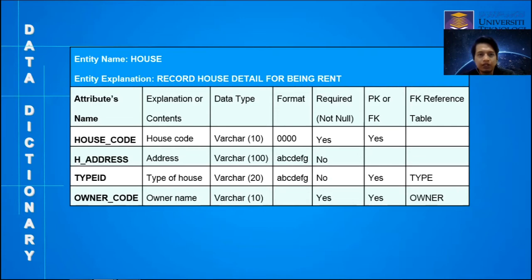And house code, just like I said in the previous slide, house code is the primary key in the house entity. So you can see it here, the PK or FK. So house code is the primary key, and the other two foreign keys are the type ID and owner code. The type ID is actually the primary key in the type entity or table, and the owner code is the primary key in the owner table. But here in this house entity, both the type ID and owner code are foreign keys.